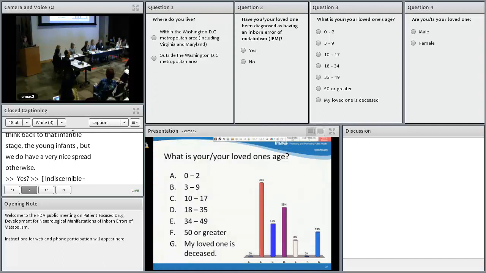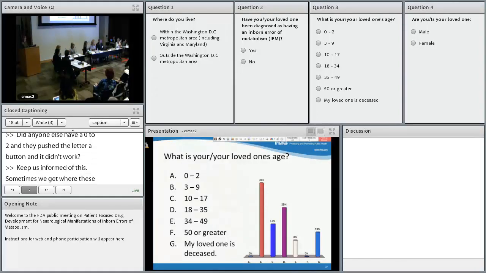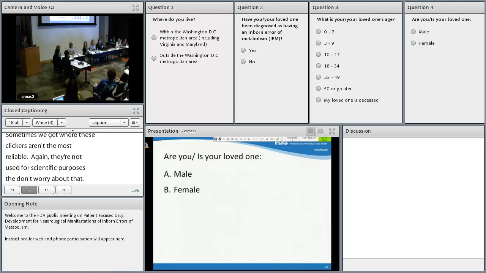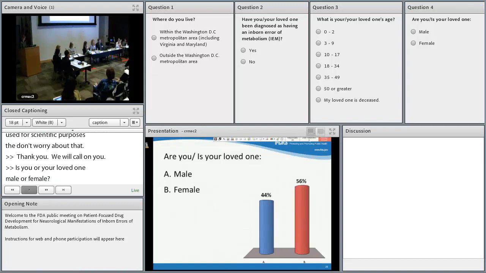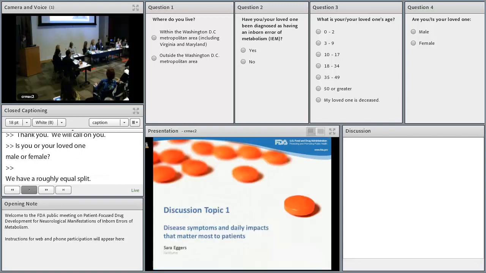Okay, so did anyone else have a 0 to 2 and they pushed that A button and it didn't work? Okay. Keep us informed of this too. We do get sometimes where these clickers aren't the most reliable. Again, they're not used for any scientific purposes, so don't worry about that. But thank you, Amber. We'll call on you. Okay, is you or your loved one male or female? Okay, so we have a roughly equal split. Is it the same on the web? Similar on the web.